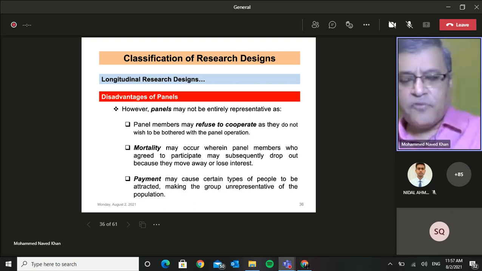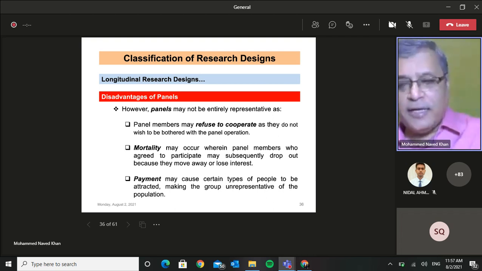Longitudinal designs suffer from disadvantages. These panel members, who have otherwise agreed to be part of my panel, may refuse, because you can't force them. Though I said that we can take liberties and administer lengthy questionnaires, there may be situations where some of them simply refuse to cooperate. They may say that they do not wish to be bothered today, or not as far as this questionnaire is concerned, or that at this point in time they are busy elsewhere, just like it can happen in a cross-sectional design also. So refusal to cooperate may be there.